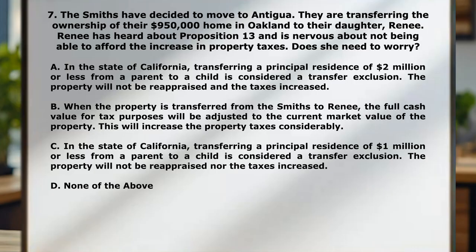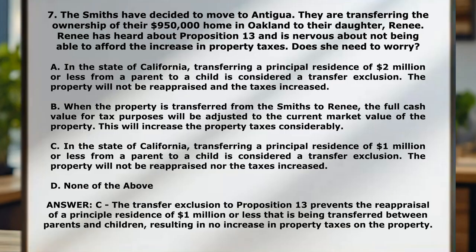Wow, Renee. Congratulations. You got a $950,000 home in Oakland. But your parents are moving a little bit far away. So the answer here is C. The transfer exclusion to Prop 13 prevents the reappraisal of a principal residence of $1 million or less that is being transferred between parents and children, resulting in no increase in property taxes on the property.